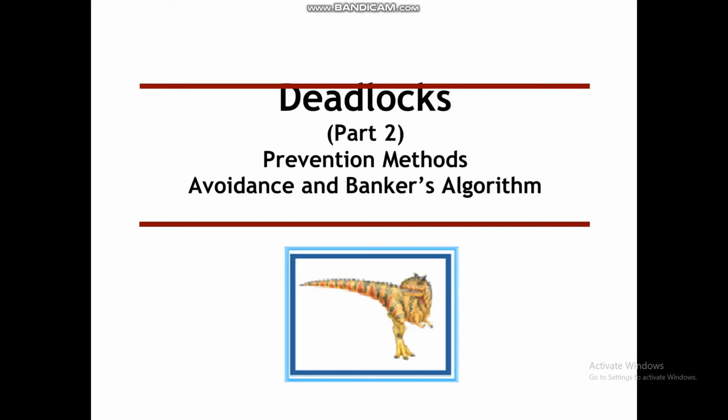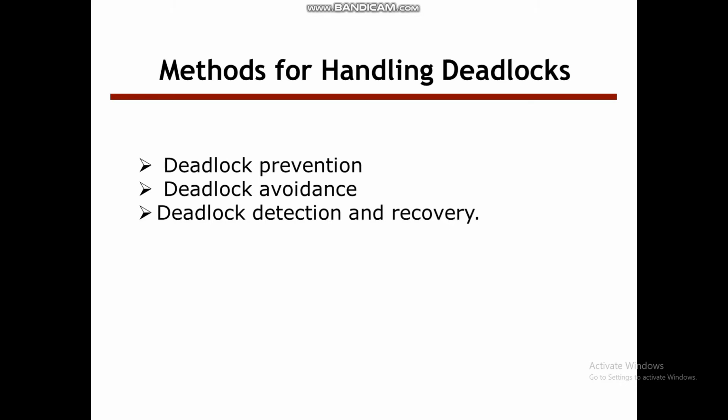In the last class, we discussed the basics of deadlock and the resource allocation graph. Today, we move to part 2 of deadlocks, where we will be discussing the prevention methods, the deadlock avoidance method and the Banker's algorithm, and deadlock recovery methods and possible detection. The three methods for handling deadlocks are deadlock prevention, deadlock avoidance, and when a deadlock is detected, the possible recovery from a deadlock.